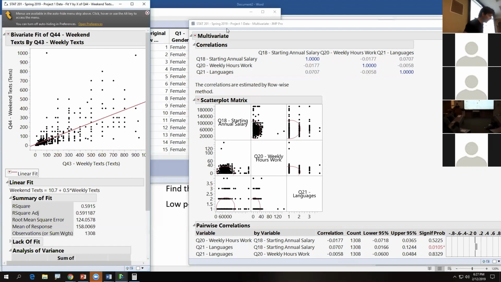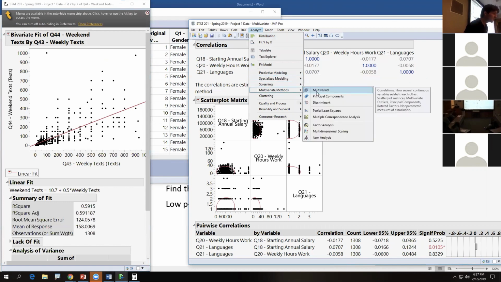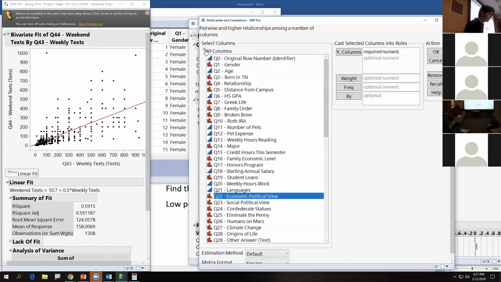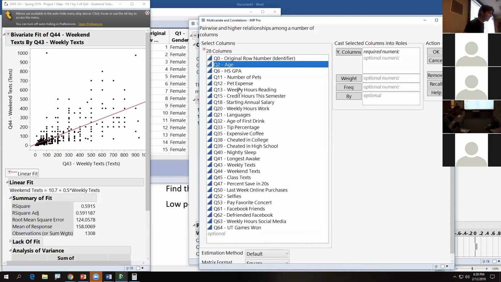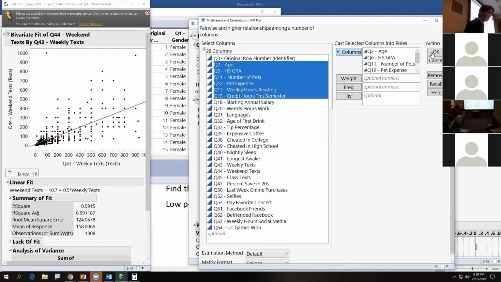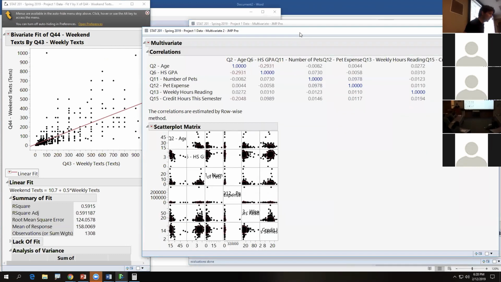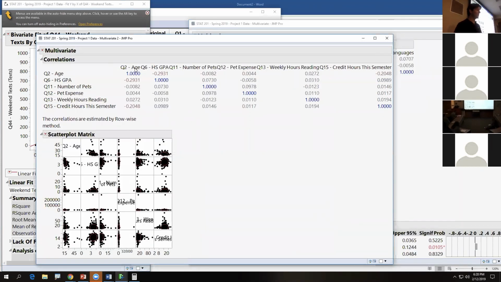If you look across this one right here, everything on the other side repeats. Does that make sense? Like the correlation between GPA and age is the same as age and GPA. And the strongest correlation here is age and high school GPA. And then the weakest correlation might be pet expense and age.